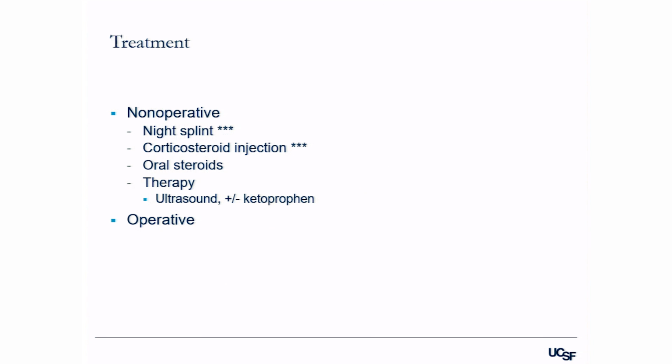So non-operative night splinting. All of these asterisks that you see here have been shown to be beneficial. Steroid injections work in about 80% of people for a year, but then they have return of symptoms. Oral steroids haven't really been proven. And therapy, as you can see, hasn't been proven either. There are studies on both sides of it. Sometimes in therapy, they'll do nerve gliding exercises.